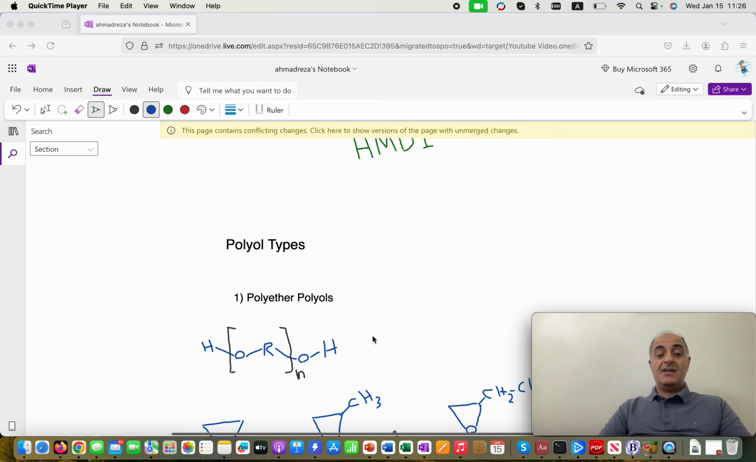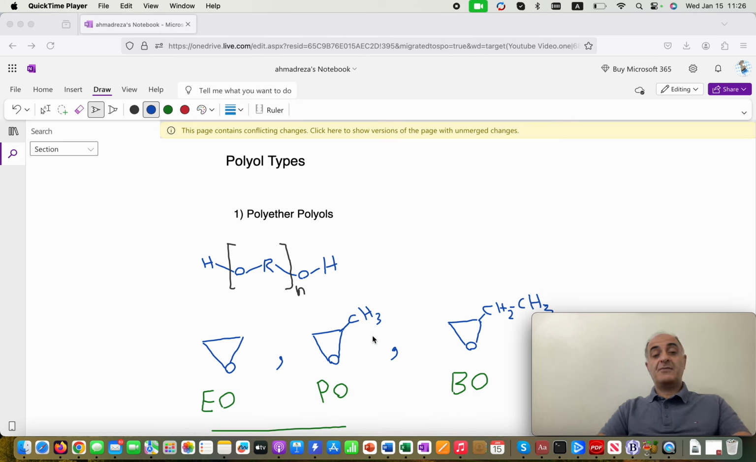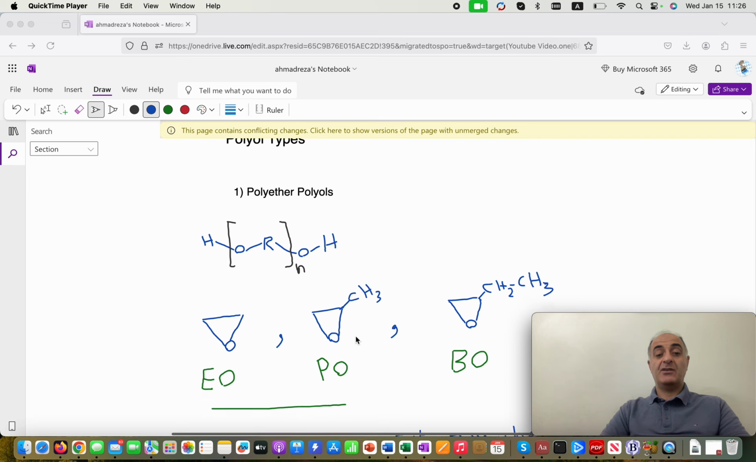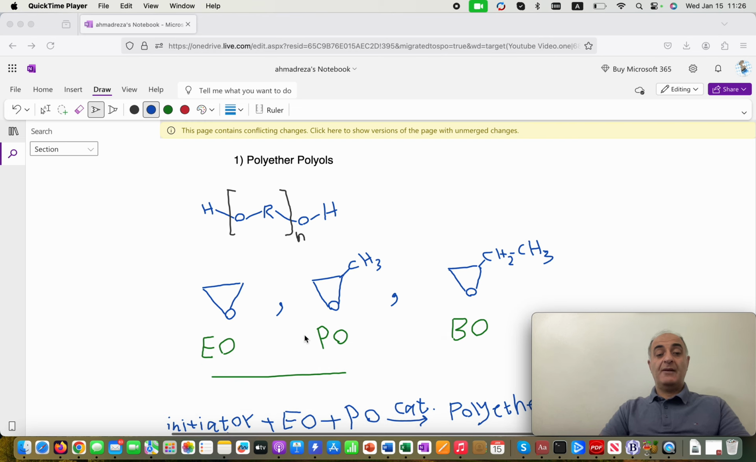So after the isocyanate types, we go to the polyol types. I would like to explain the two important classes of polyol types. One is polyether polyol, the other one is polyester polyol. In polyether polyol, we have ethylene oxide, propylene oxide, and butylene oxide as monomers. But these two are very important in the industrial use to produce polyether polyol.